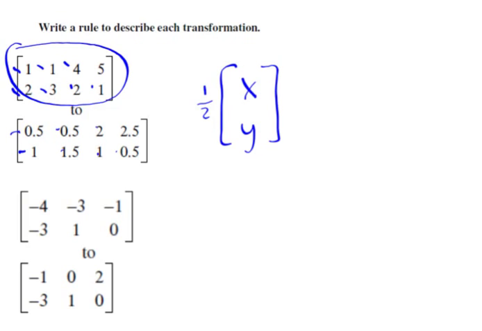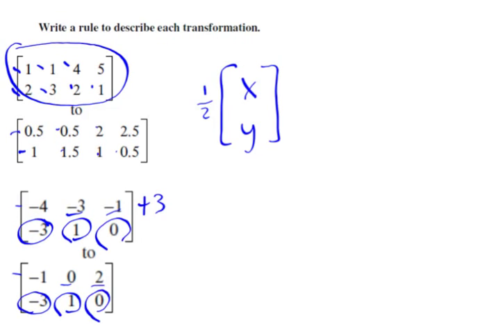In the next one, we look at this and we got -4 became -1 and -3 became 0. Well, that definitely, we didn't multiply by the same thing both times. But it looks like from -4 to -1, it increased by 3. And from -3 to 0, it increased by 3. And from -1 to 2, it increased by 3. So it looks like all of our x's got increased by 3. Then if I compare my y's, -3 and -3, 1 and 1, 0 and 0, my y's didn't change at all. So I could say we added 0 to all the y's.